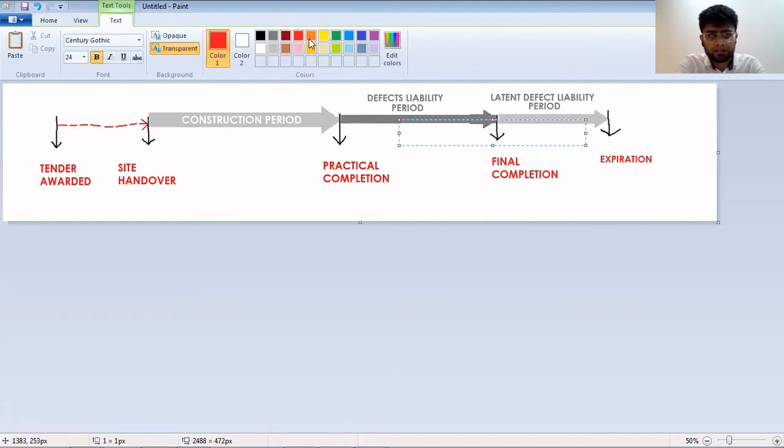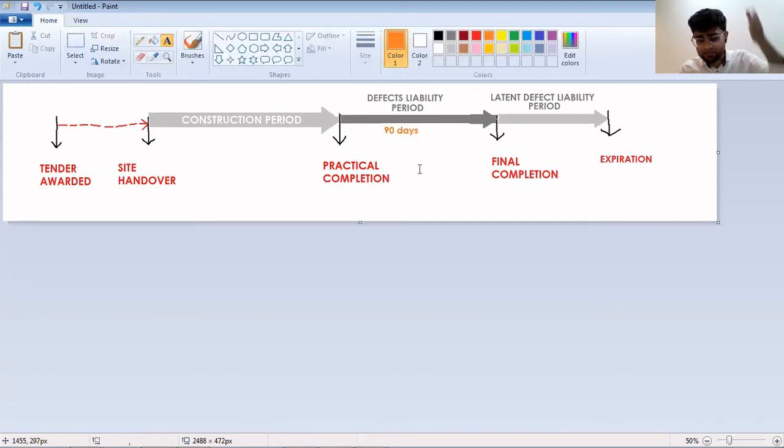I will write it in a slightly different color here. I'll write it in orange so that you can see the difference. Just note that wherever there's black, I'm telling you those are intervals, those are when events happen. Red is the names of the events, and then the gray is telling you more or less what's happening in those periods. But I write in orange now just to bring it to your attention. So the defects liability period is 90 days.